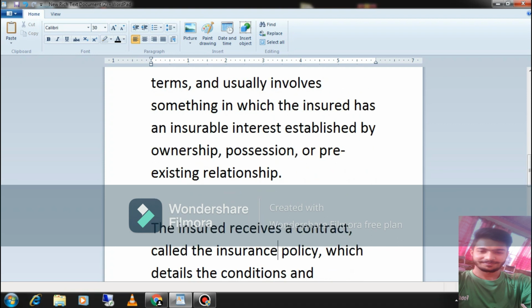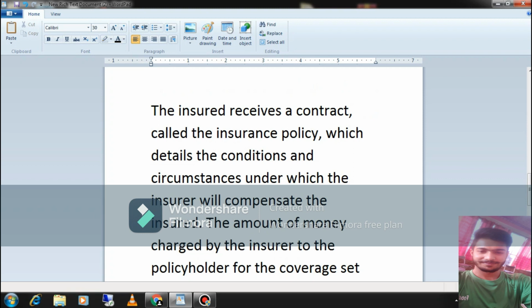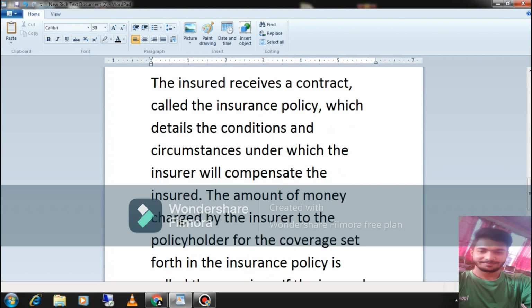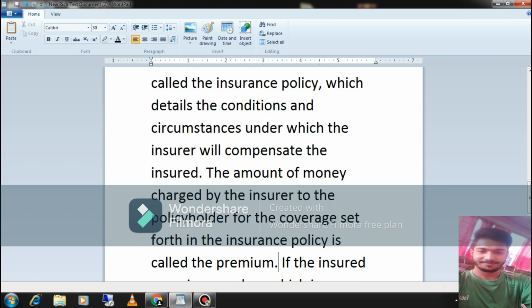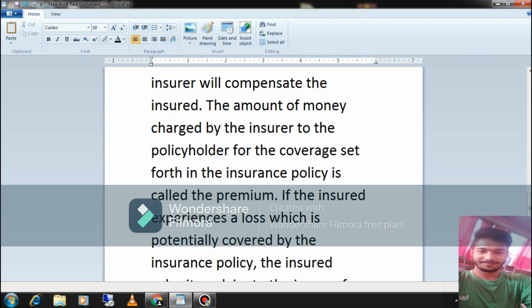The insured receives a contract called the insurance policy, which details the conditions and circumstances under which the insurer will compensate the insured. The amount of money charged by the insurer to the policyholder for the coverage set forth in the insurance policy is called the premium.